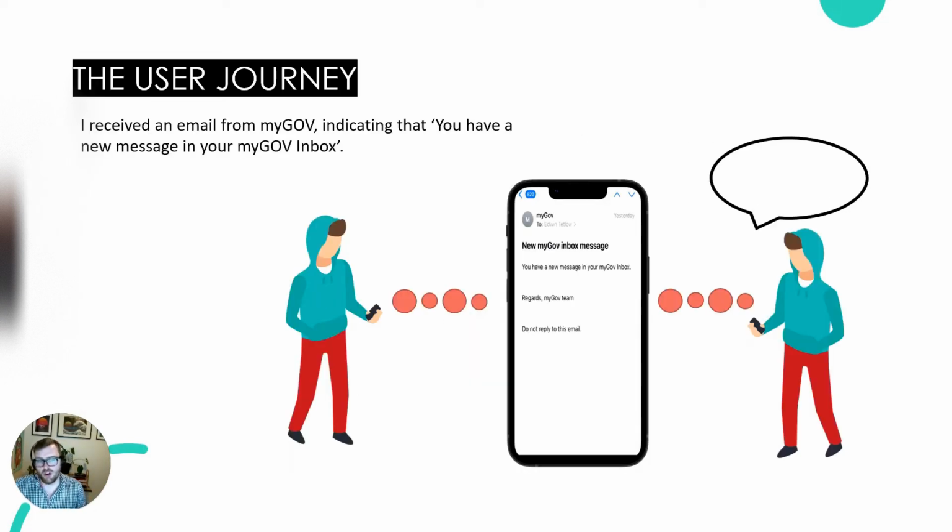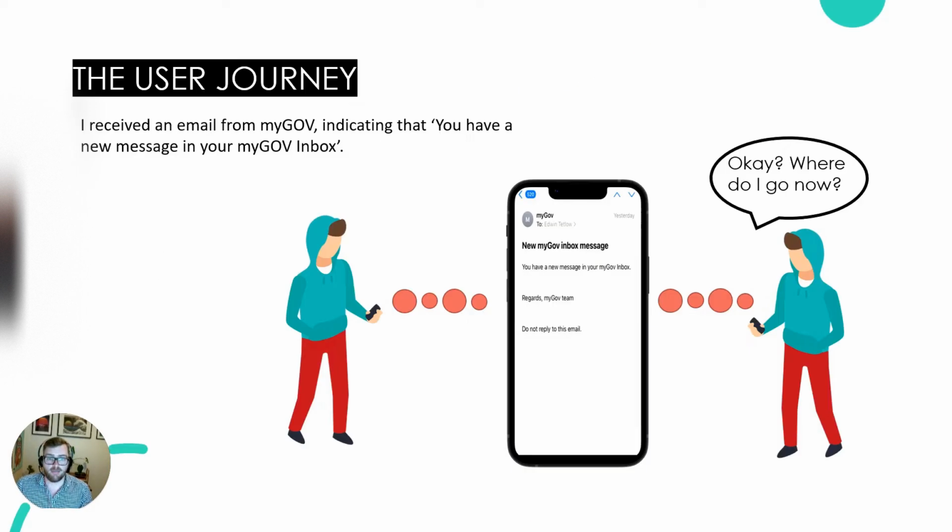Now, this is where my user journey of MyGov started, and dare I say it's the starting point for a lot of users. It all begins with this one MyGov inbox message, which we've all received. It's basically an email saying you have a new message in your MyGov inbox, regards MyGov team, and that's it. There's no call to action, there's no hyperlink. It doesn't even tell you what the message is about. Am I in trouble? Have I done something wrong? Who knows, right?